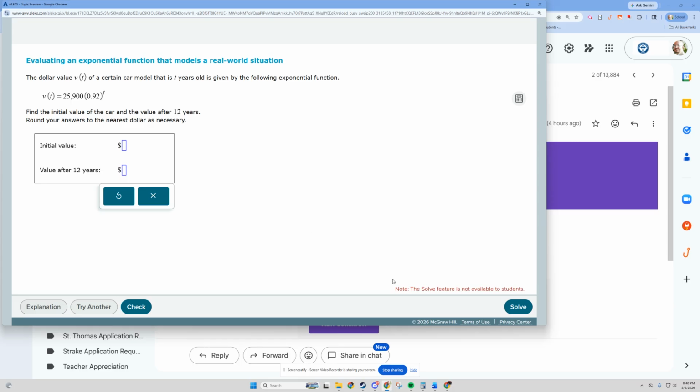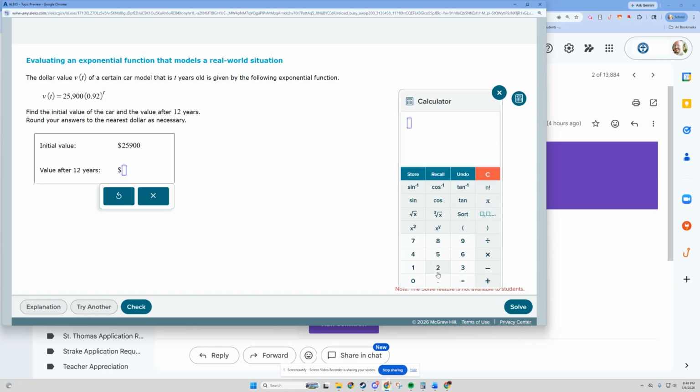Nearest dollar. Okay. So now the value of a car is depreciating, it's going down. Right now when we bought it new, it was $25,900, but it's going to decrease by 8% each year. So now it's 92% of that. So after 1 year, it is going to be 0.92. So after 1 year, it's this times 0.92. It keeps going. I wonder if I can keep going. It won't let me. Okay.